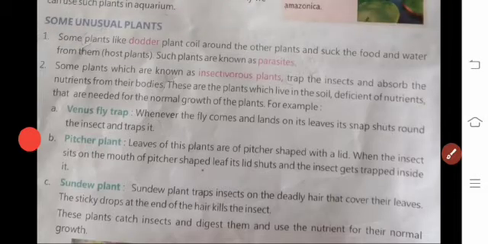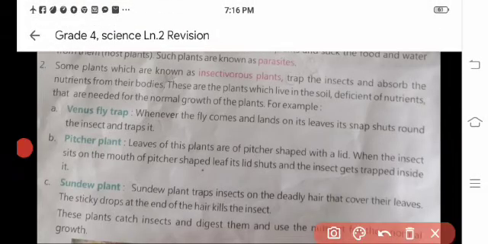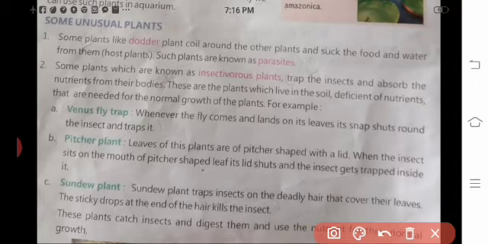Next, some unusual plants we can see. It is not a usual plant, it is an unusual plant. Some plants like the dodder plant coil around other plants and suck the food and water from them. We have already studied about the dodder plant, no? Such plants are called parasites.